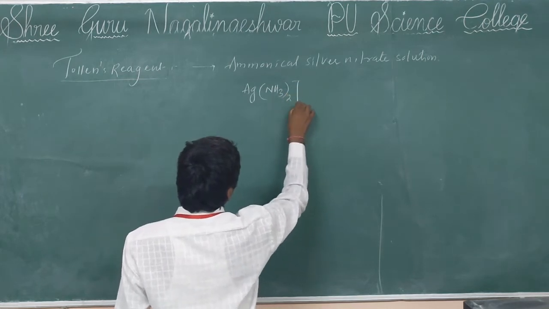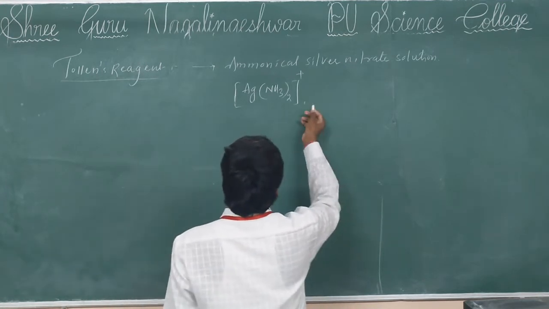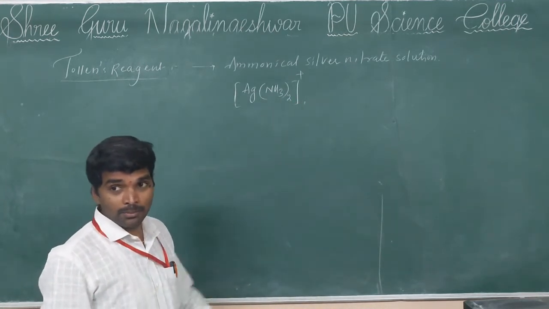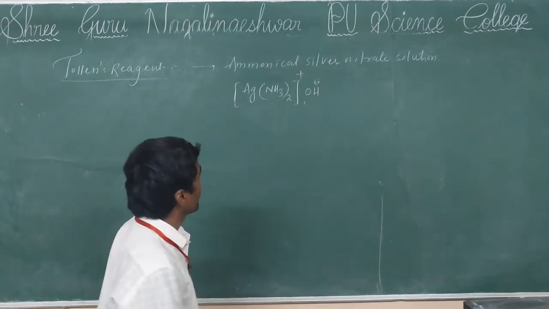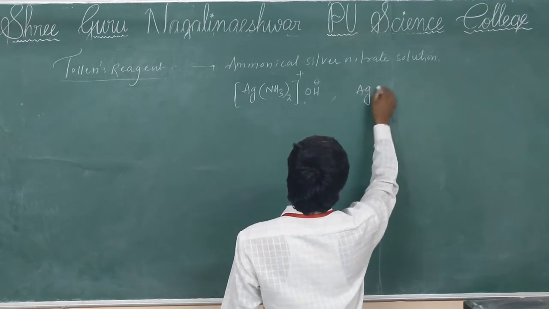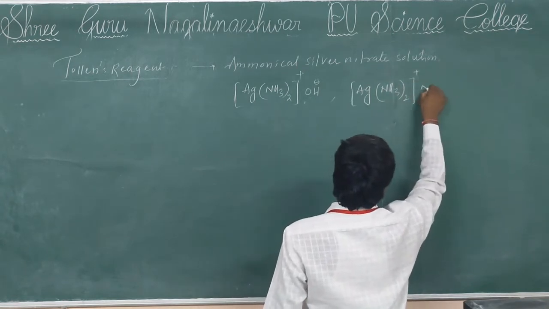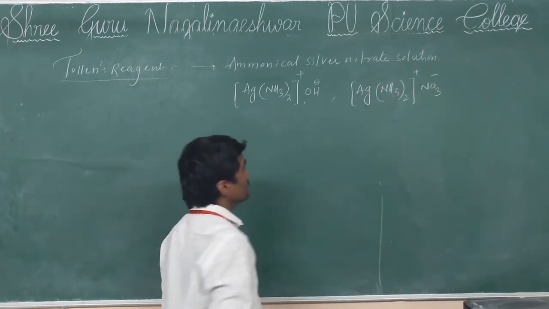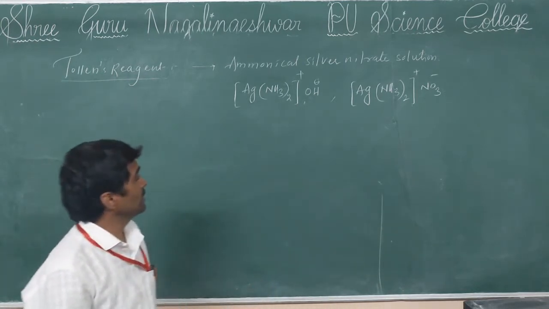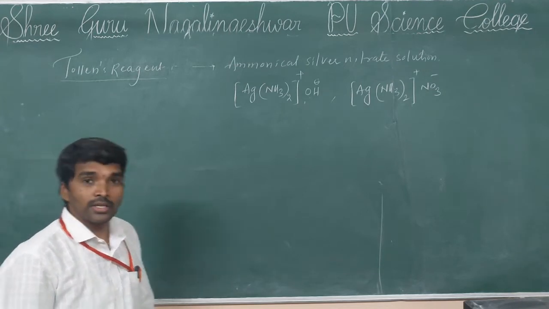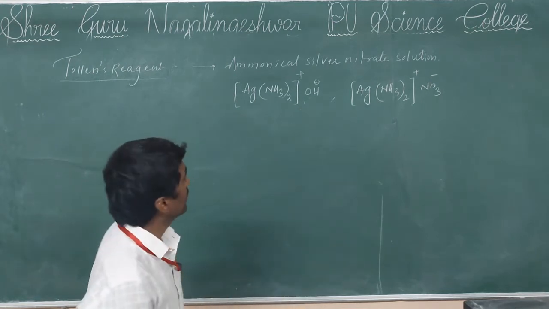[Ag(NH3)2]+ sometimes they will mention. Actually this reagent works in the presence of alkali medium, so that's why OH- also they will mention. Sometimes they will mention [Ag(NH3)2]+ NO3- also. So for the competitive level, if they ask which of the following indicates Tollens reagent, both indicate Tollens reagent. Don't get confused. Okay?